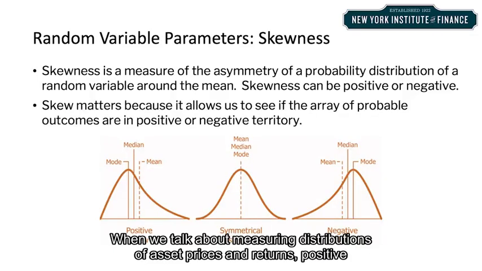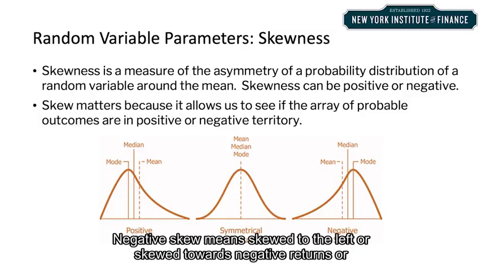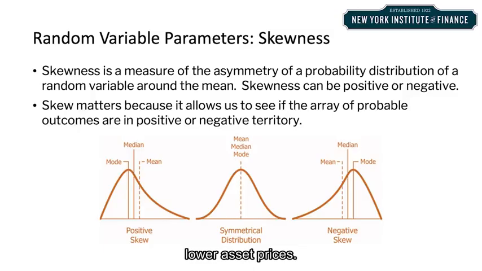When we talk about measuring distributions of asset prices and returns, positive skew means skewed to the right or skewed towards positive asset prices or returns. Negative skew means skewed to the left or skewed towards negative returns or lower asset prices.